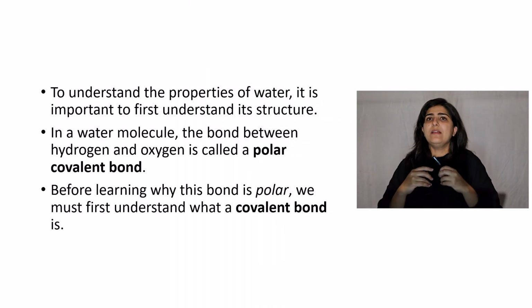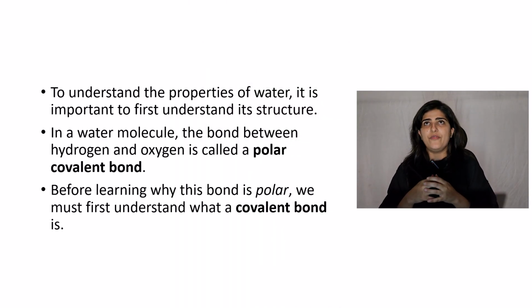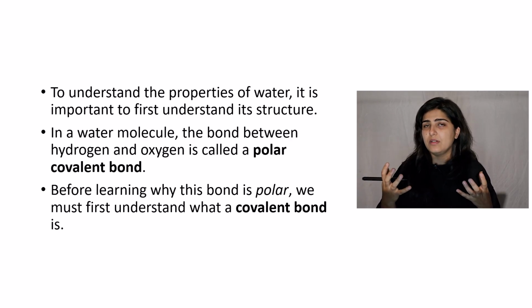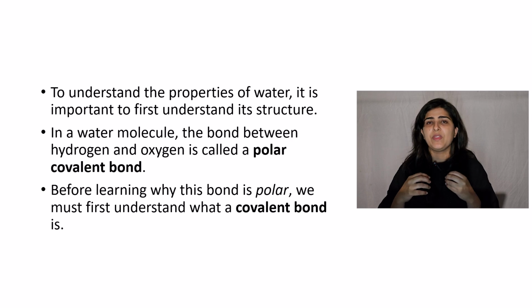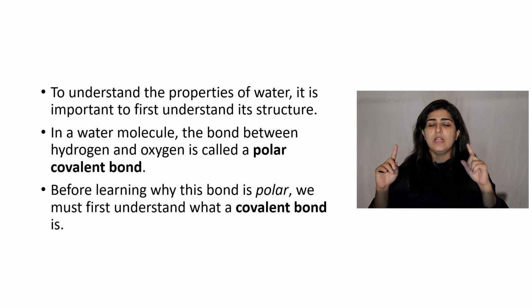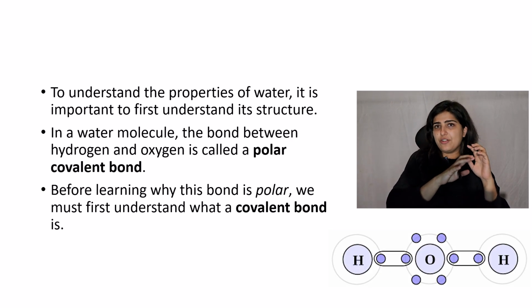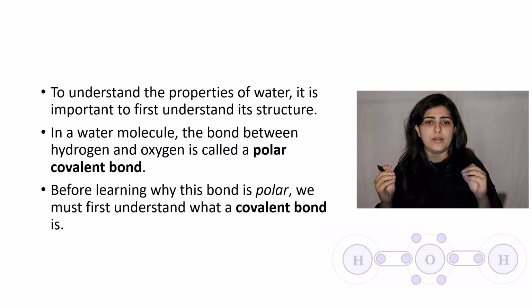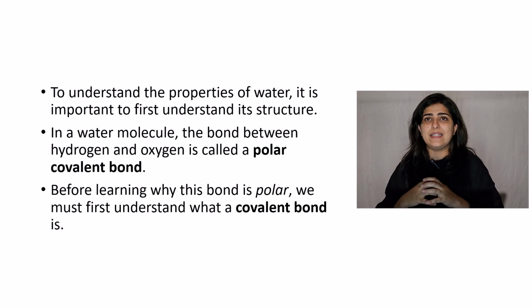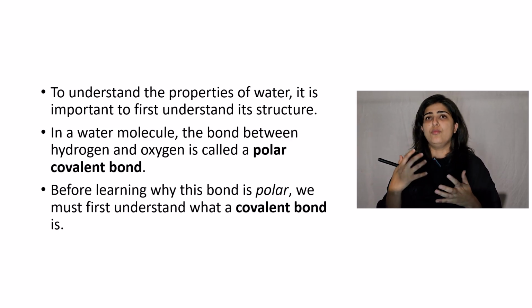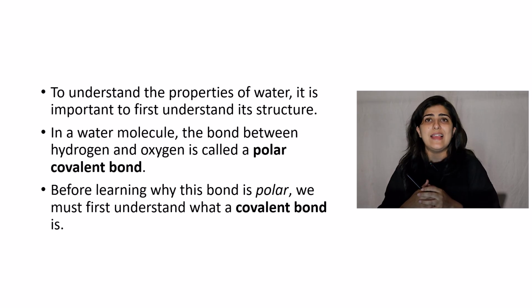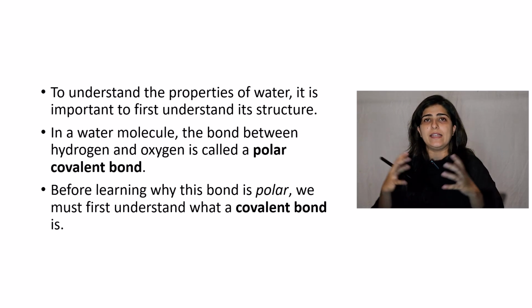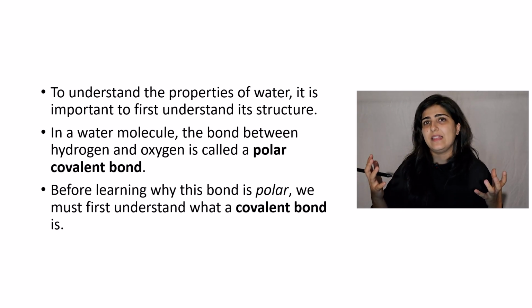Now, to understand the properties of water better, it's obviously very important to get to know its structure better, its chemical structure first, right? Now, in a water molecule, the bond between the hydrogen and the oxygen is called a polar covalent bond. This is the part that we'll be discussing in detail in today's lecture. Before, of course, getting to know more about the polar covalent bond, let's get to know the broader category about what a covalent bond is in the first place.